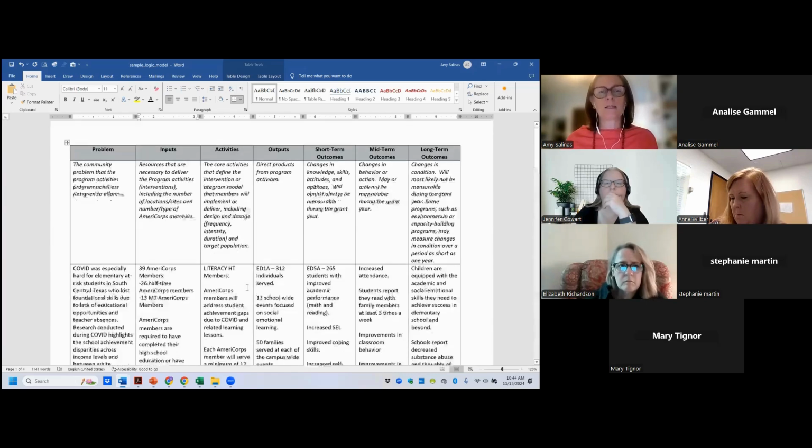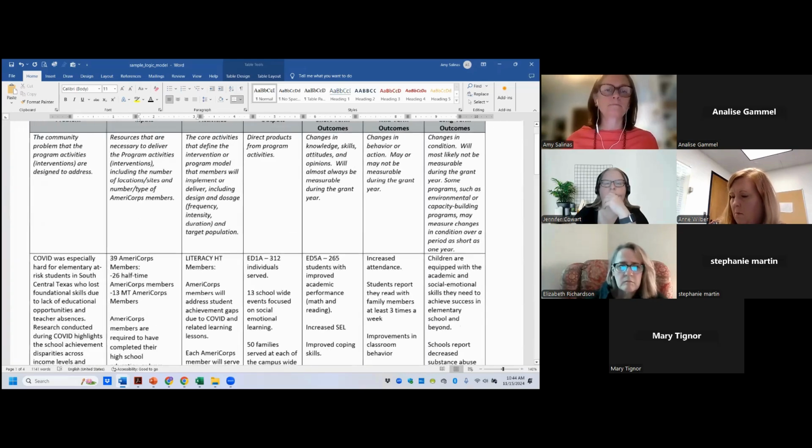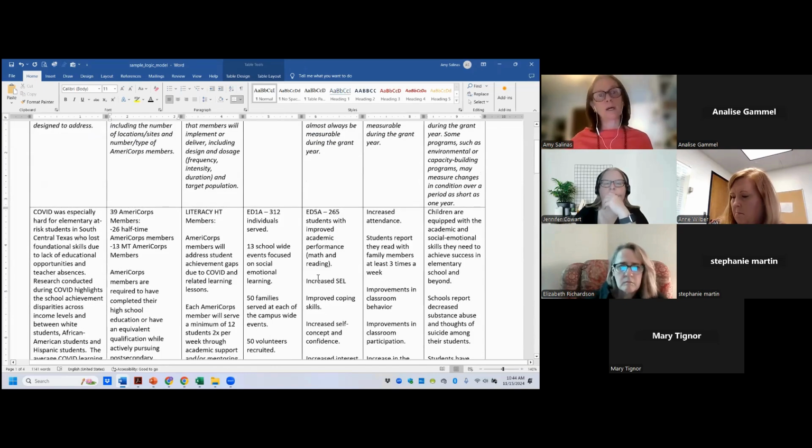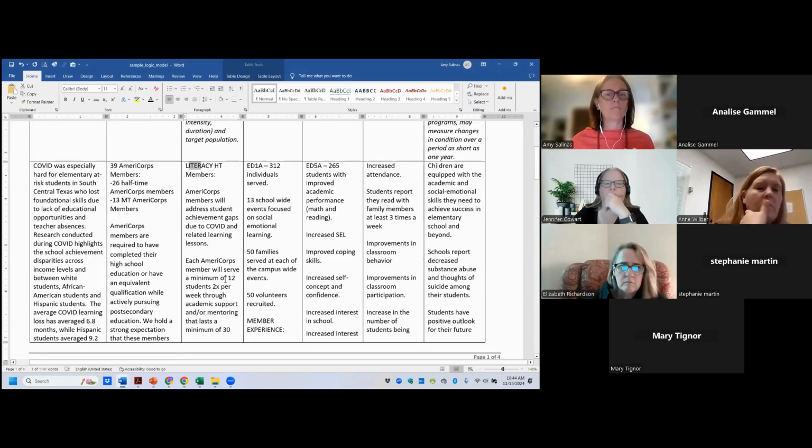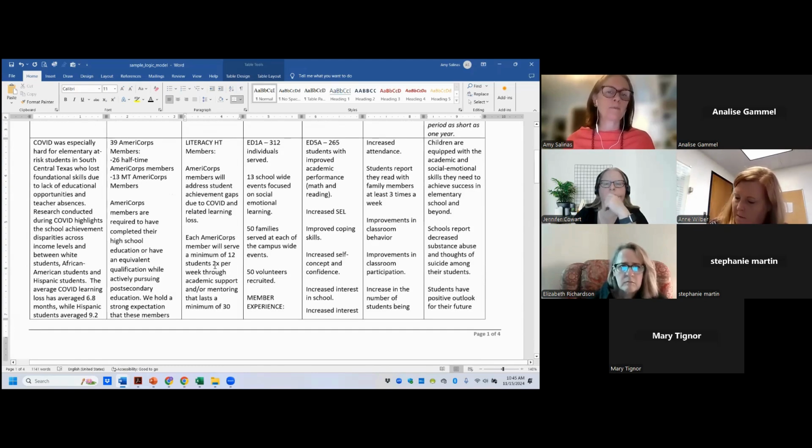So then we go back to the activities. In the activities column, I divide it up into my two buckets. I have some members that are focusing on literacy supports and some members that are focusing on youth mental health, social emotional learning. So I break it up into the literacy members and I put what they're going to be doing. I have a general introduction that they're going to be addressing student achievement gaps due to COVID and related learning loss. Probably change that. And then each member will serve a minimum of 12 students.